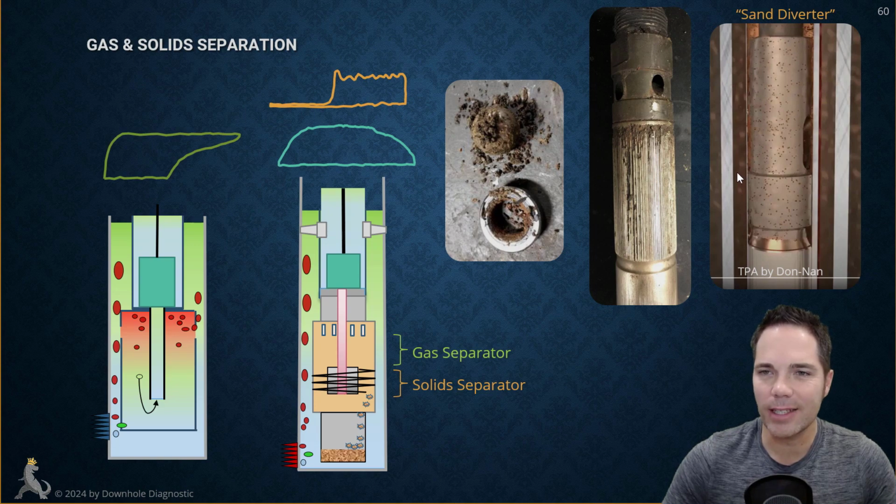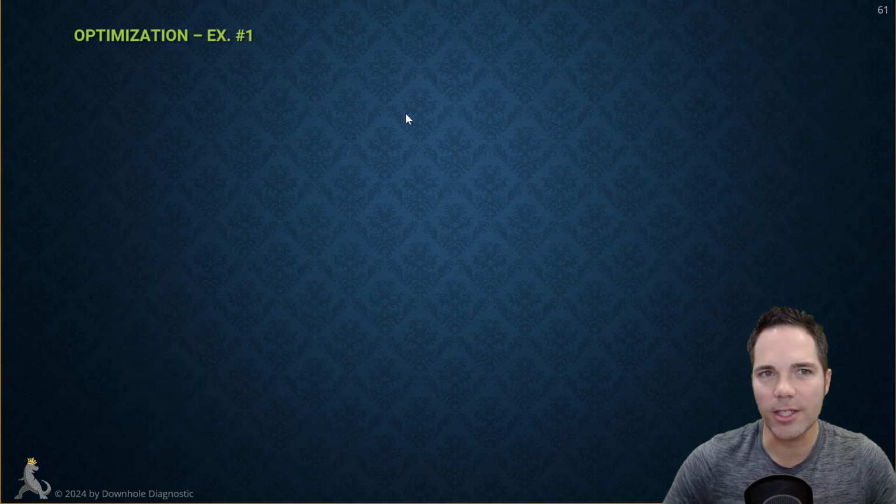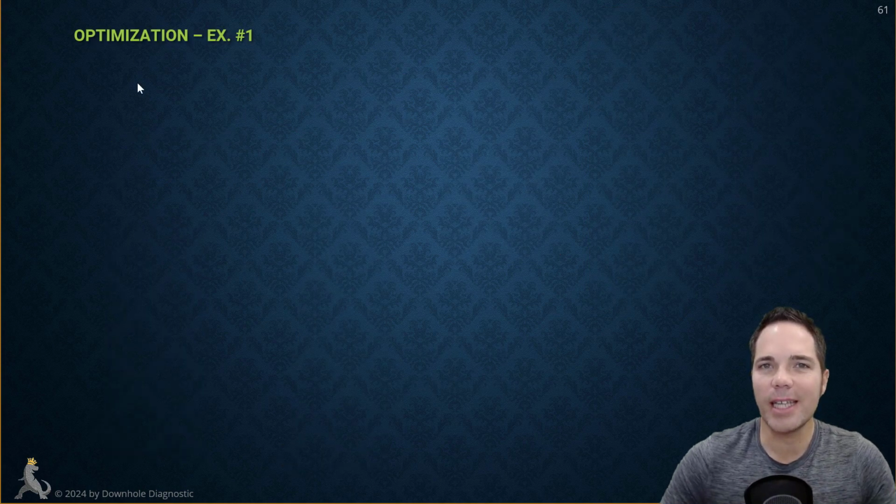This is called the sand diverter, and it's basically a tight top plunger adapter. So it would go right above the top of your plunger right here, and it's got a really tight fit between the outside of this device and the ID of the barrel, and that is to try and prevent solids from falling down to the top leading edge of your plunger. So there's some different things you can do. We'll look at some different options to try and minimize the effects of both free gas and solids that are going through your system. So let's take a look at some examples right now.